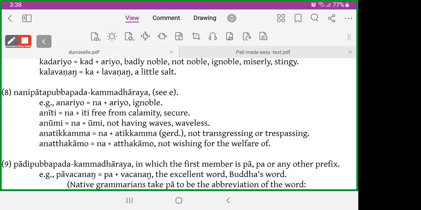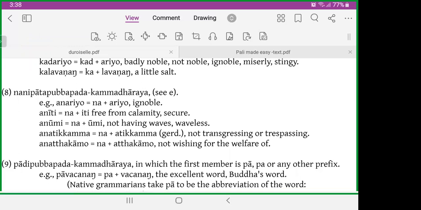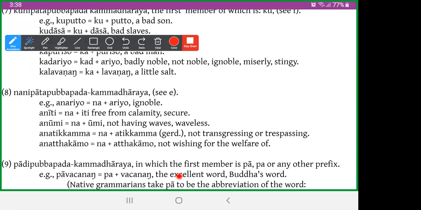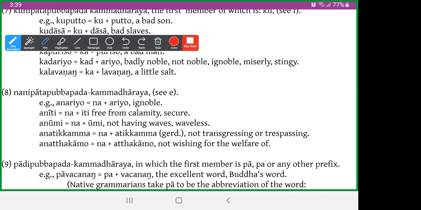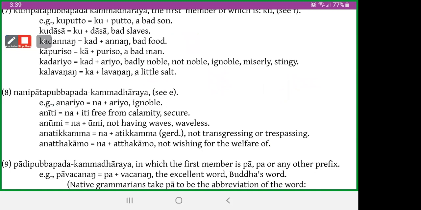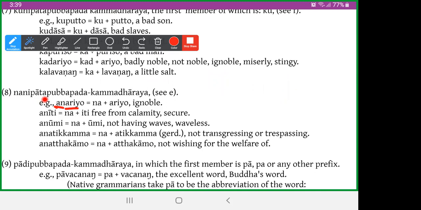Next one is na nipata pubbapada. This one you see many times. Everybody knows about anatta. Anatta comes from this word: na plus atta. So this na is indeclinable, the pubbapada, the earlier word. So we read together, number 8. Na nipata pubbapada kammadharaya. For example, anariyo, na ariyo, ignoble. Aniti, na iti, free from calamity, secure.